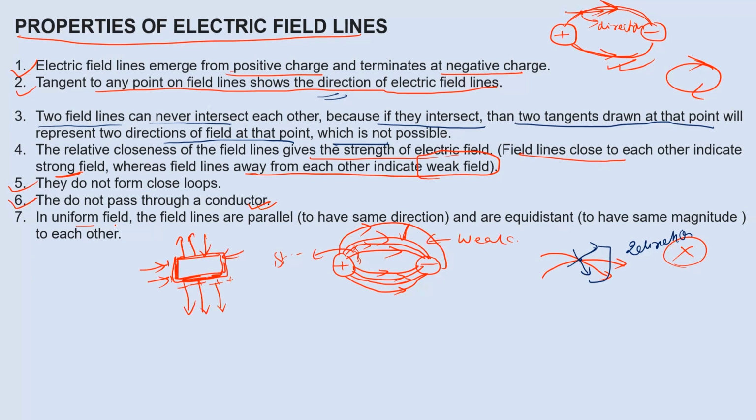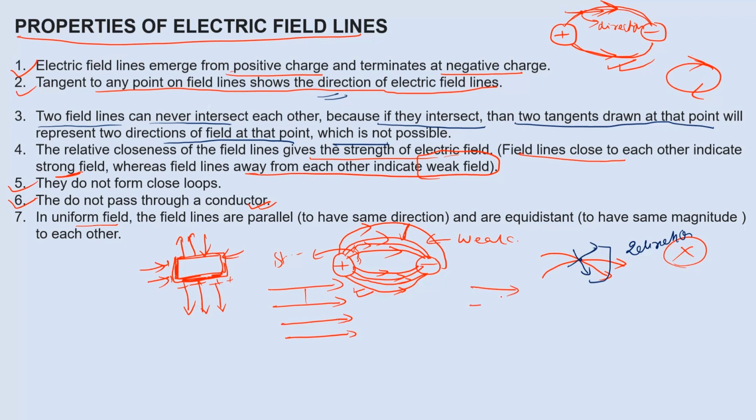And the last is that for a uniform electric field, the field lines are parallel. Uniform fields will have parallel field lines, and the distance between them is also equal. They are parallel, that means they have the same direction. They are equidistant, that means they have the same magnitude. Clear? And for non-uniform, they will not be parallel.